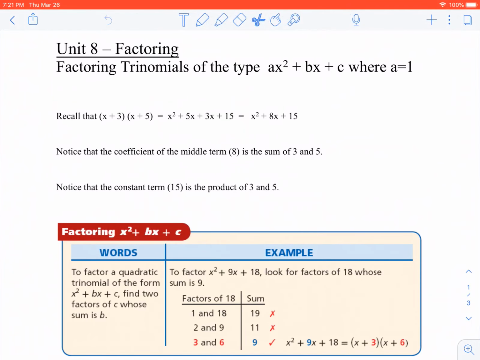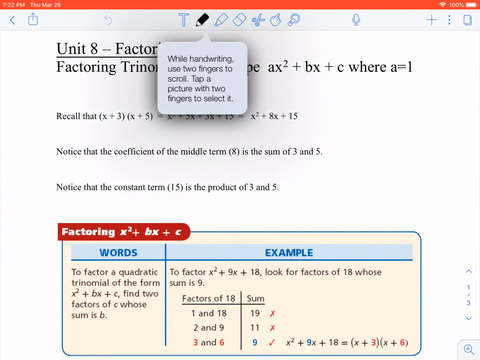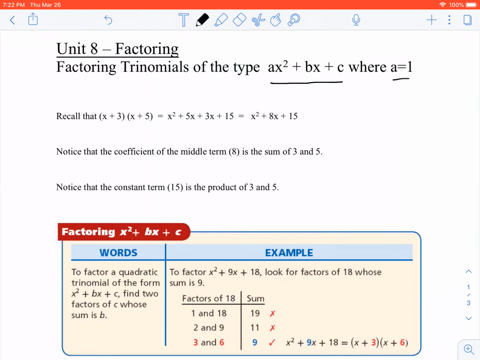Okay, welcome to the section on factoring quadratics. We are going to be factoring the type of quadratics that are ax squared plus bx plus c, where a is equal to 1. What that means is that the number in front of the x squared is always going to be 1. And in math, since we don't see the 1, if you see just an x squared at the beginning, then you know you're in the right place, and this is where we learn how to factor those kinds of quadratics.